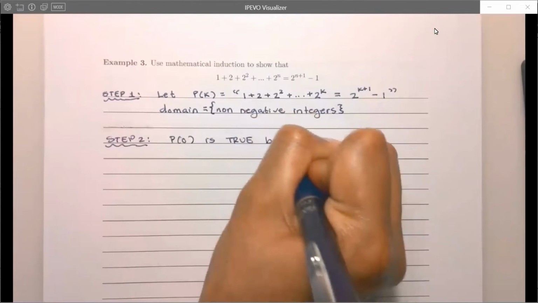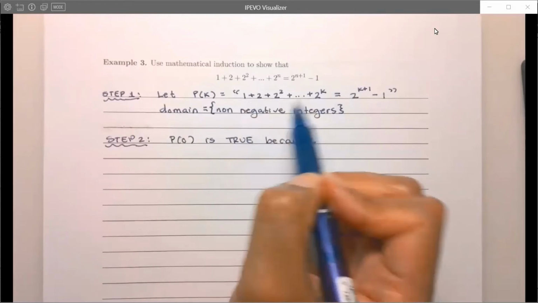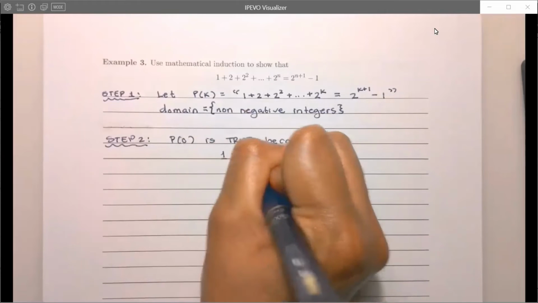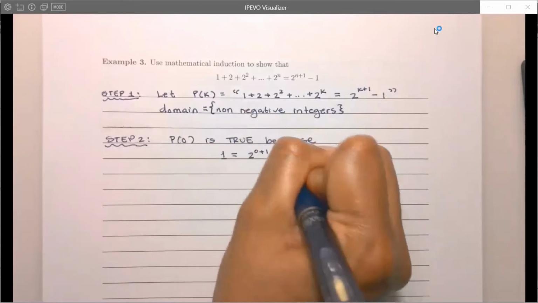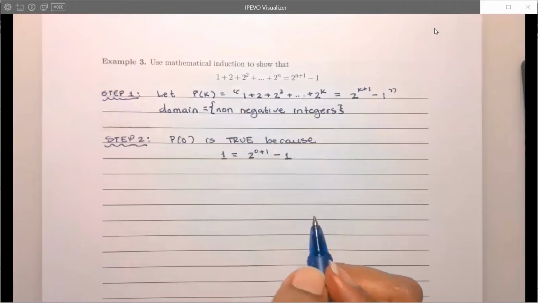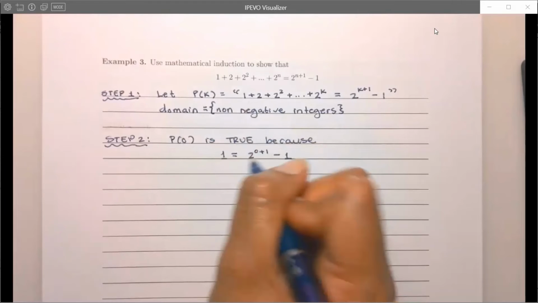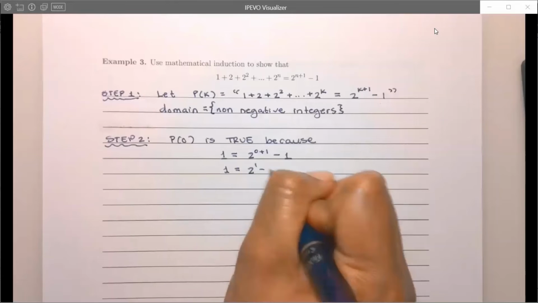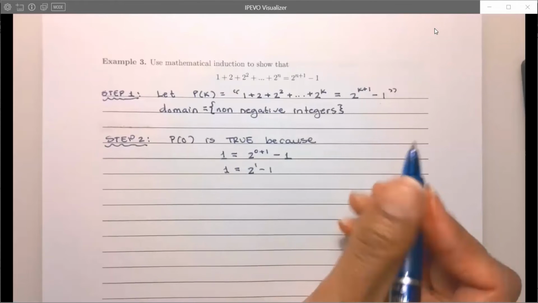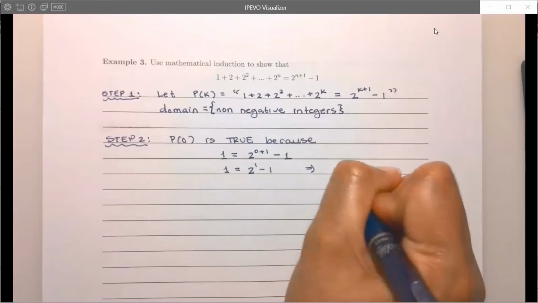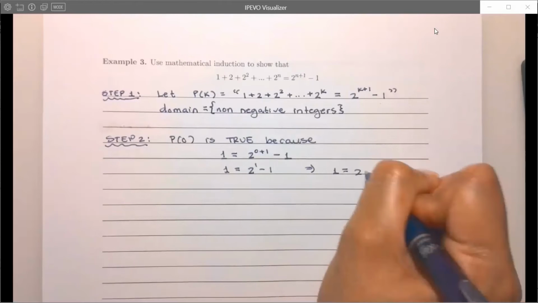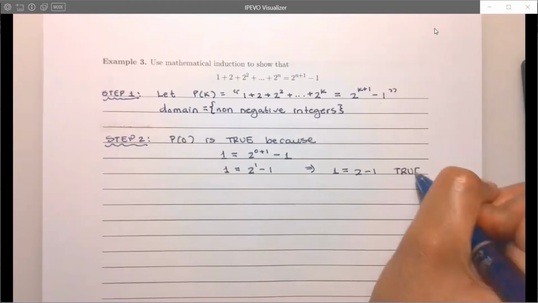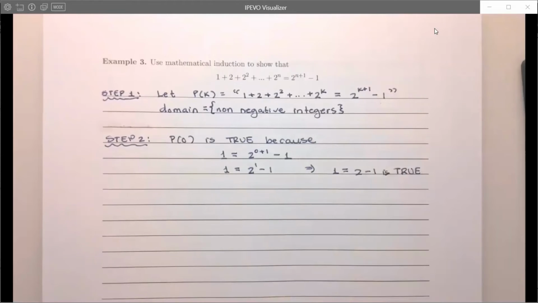P of 0 is true because, well, what would P of 0 be saying? It would be saying that 1 is equal to 2 to the 0 plus 1 minus 1. And if we check that out, 1 is indeed 2 to the 1 minus 1, because 2 to the 1 is simply 2. That's true. So P of 0 is proven.